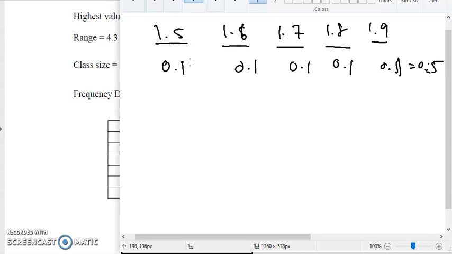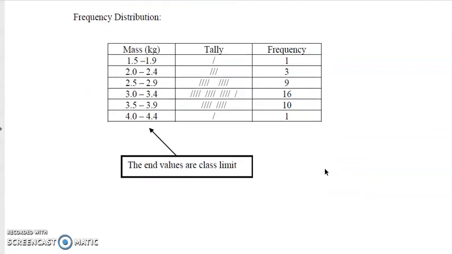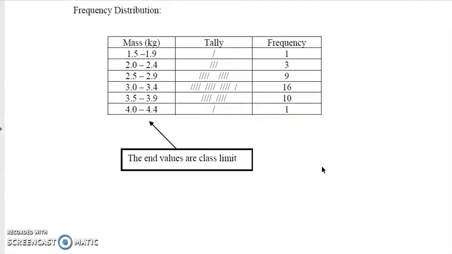Don't worry, we are having more examples. I hope I can show you how to calculate in the right way. This is one of the ways: 0.1, 0.1, 0.1, 0.1, starting from 1.5. I hope you're clear about this part. That's why the highest limit for the first class is 1.9. Then you count using the tally, so you can have the frequency. Maybe you can try to redo it again by following the steps there.